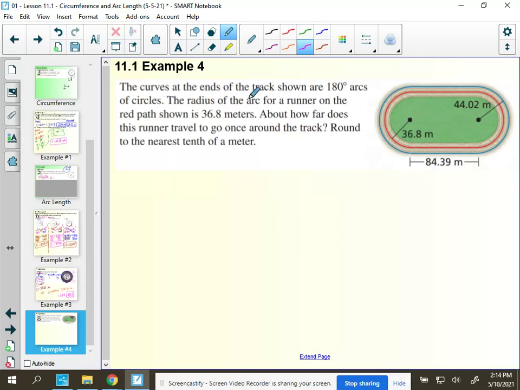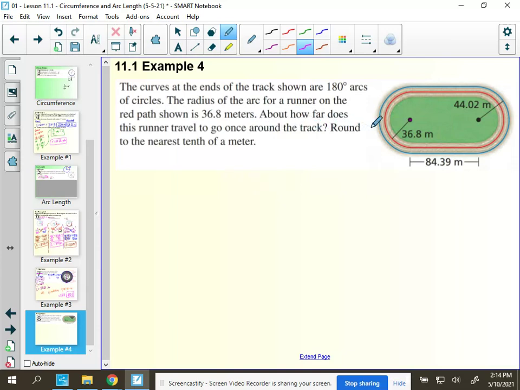The radius of the arc for a runner on the red path shown is 36.8. So I guess I've got that information from here. The center of this imaginary circle, because it told us the 180-degree arcs of a circle, is 36.8. About how far does this runner travel to go once around the track, round to the nearest tenth of a meter?